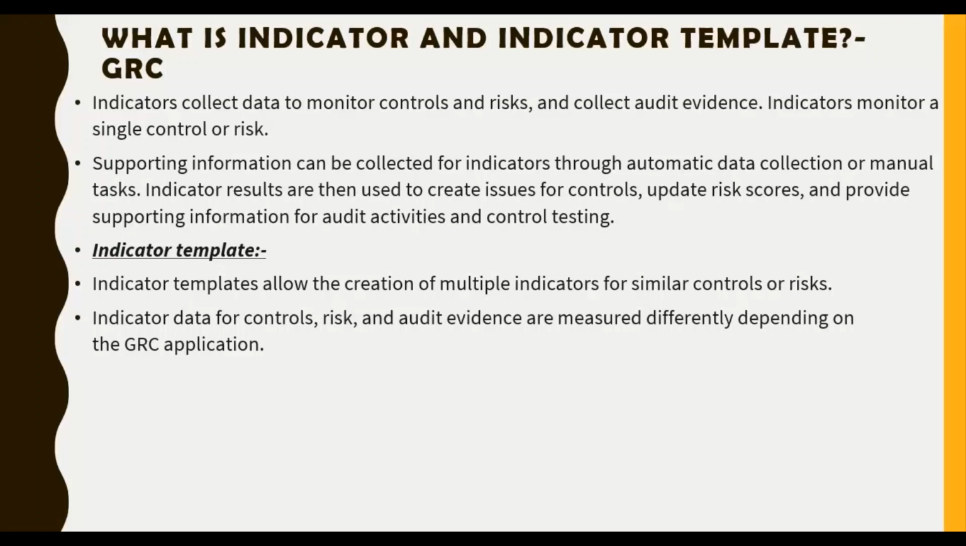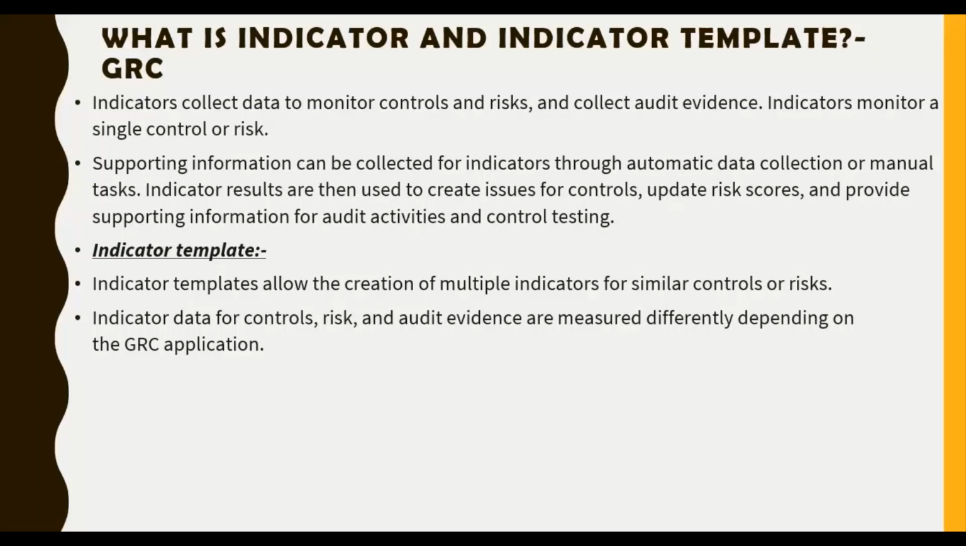Indicator supporting information can be collected through automatic data collection or manual task. Indicator results are used to create issues. If the indicator result is failed, then the issue will be created. If the indicator result is passed, then the issue will not trigger. This is the basic control structure. The control state is automatically set to compliant or non-compliant. So through the indicator we can update the risk score, we can update the compliance score, and we can add the evidence in the control testing as well.